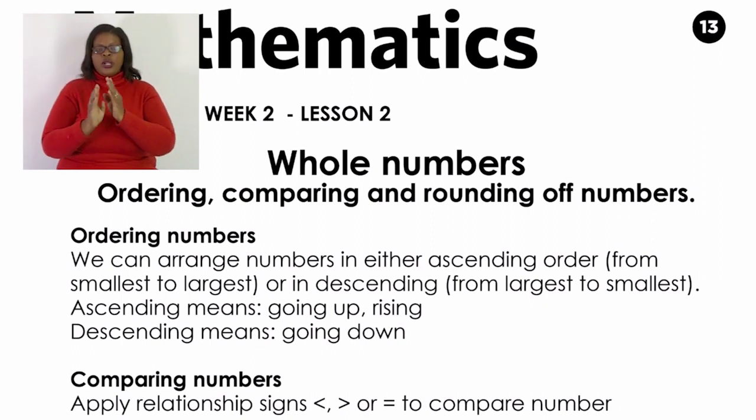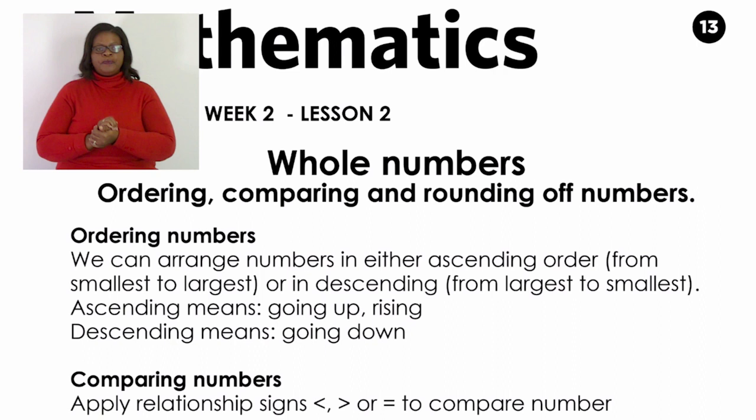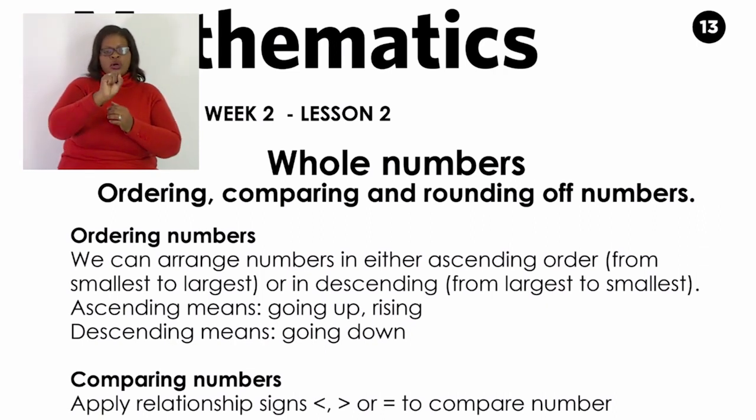We can arrange numbers in either ascending order from smallest to largest, or in descending order, which is from the largest to the smallest. In short, ascending order means going up or rising. Descending order means going down.